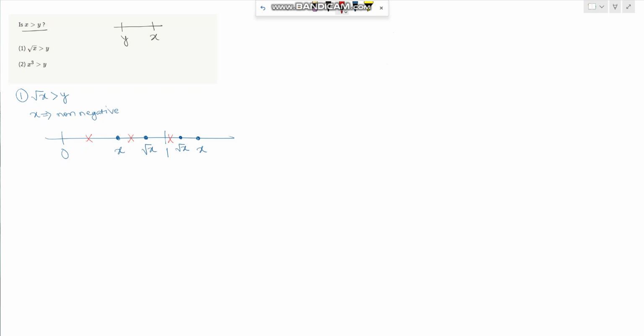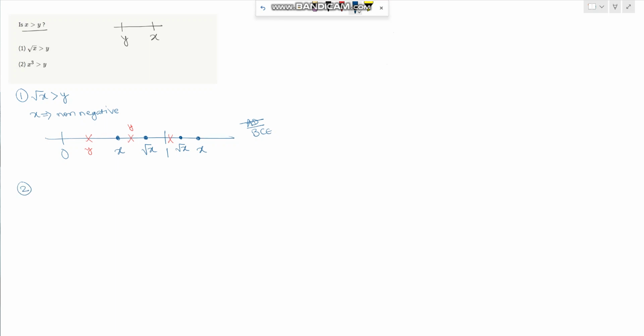In a nutshell, if x is between 0 and 1, y can either lie to the right of x, as in this particular combination when x is here and this is y, or y can lie to the left of x. If you look at this particular combination, y can be here. So this statement alone is not sufficient to conclusively tell whether x lies to the right of y. In some cases yes, and in some cases no, so we can strike off a and d, and the answer will either be b, c, or e.